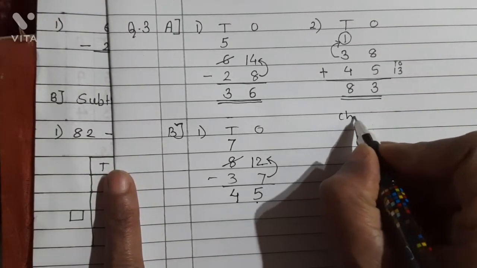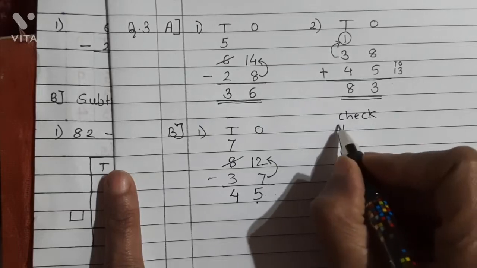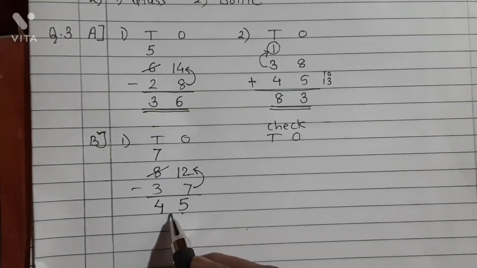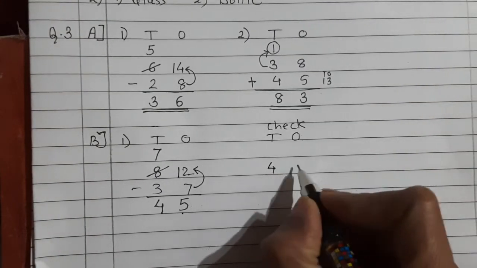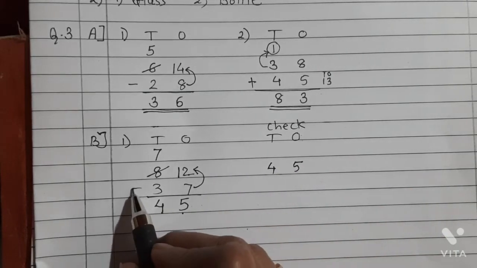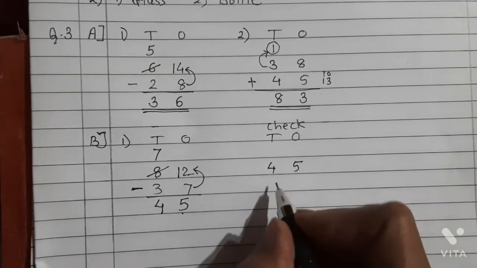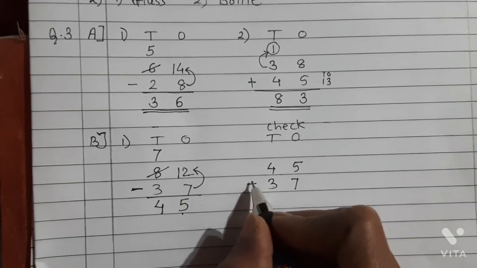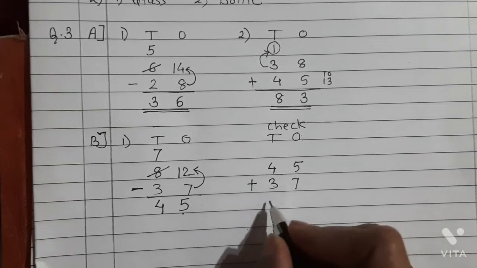So here you have to write check. Tens and ones. Then what do we have to write first? The answer which came here after subtraction, that we are going to write. Then which number we have subtracted, that number we have to write here. And that number we are going to add with the answer.